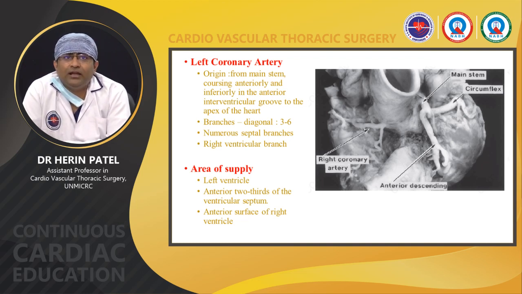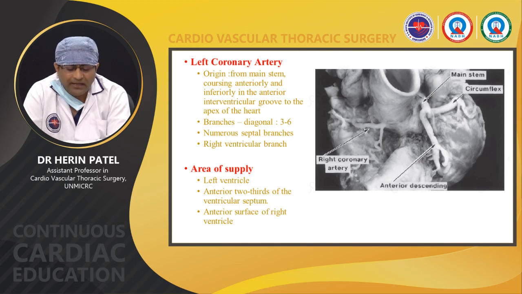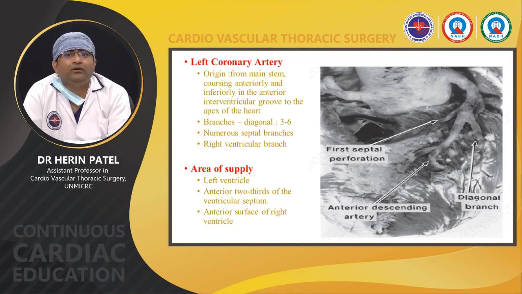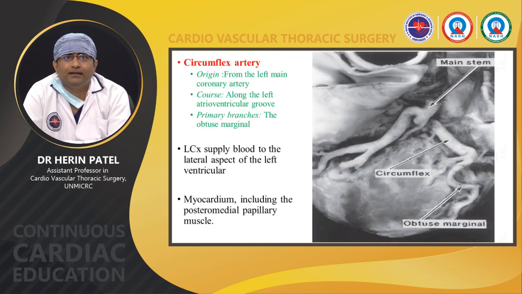The area of supply from the left coronary artery is chiefly the left ventricle, the anterior two-thirds of the septum, and the anterior surface of the right ventricle. This is the left anterior descending artery, providing septal branches and the diagonal branches, and it courses toward the apex of the heart. The circumflex artery originates from the left main coronary artery.